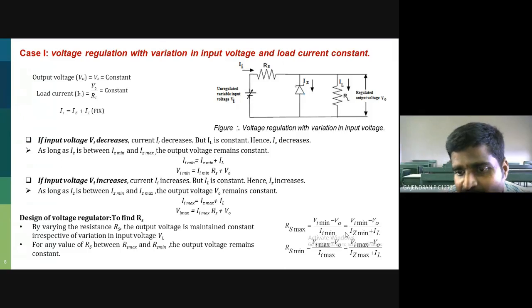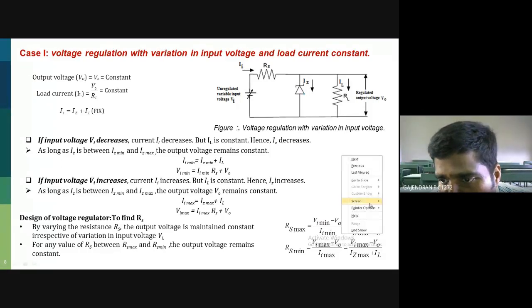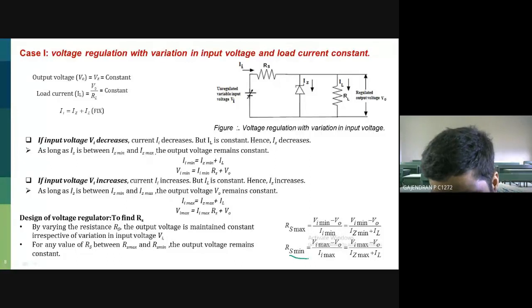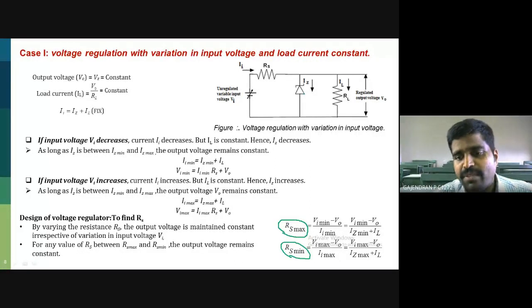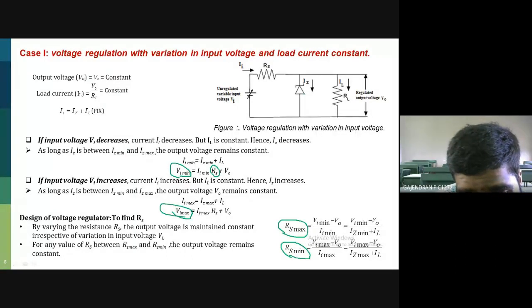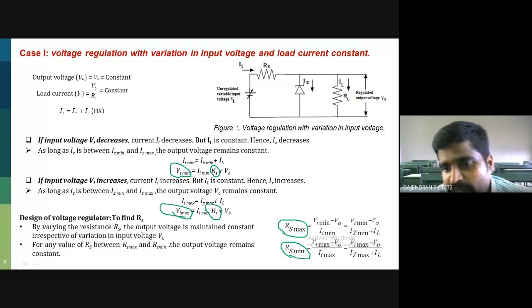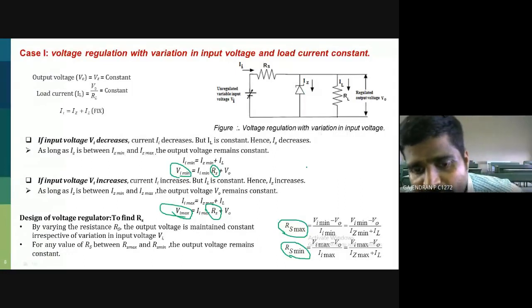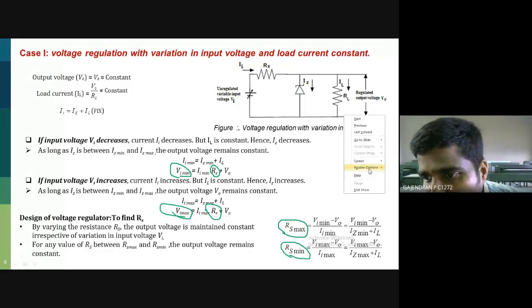Am I clear? Please note down what should be your minimum and maximum value of resistors. Note it down. Please make a note of this one. So when I apply minimum voltage, I will find the minimum resistance. When I apply maximum voltage, I will find the maximum. So I need to choose the resistor value within the range. Thereby I will get the constant output voltage.